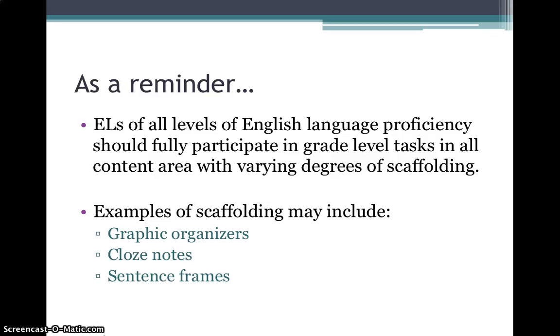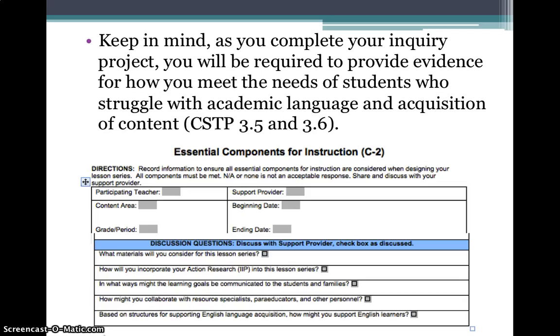Please remember that even if students aren't classified as EL, they may struggle with academic language and require scaffolding. Examples of scaffolding might include graphic organizers, closed notes, or sentence frames. Keep in mind, as you complete your inquiry project, you'll be required to provide evidence for how you meet the needs of students who struggle with academic language and acquisition of content.